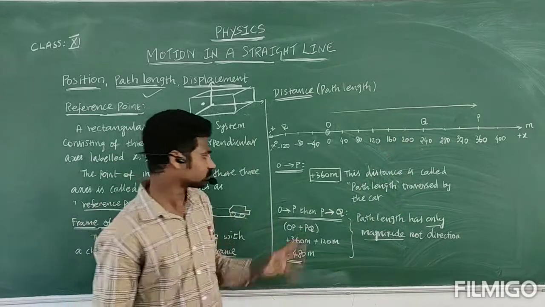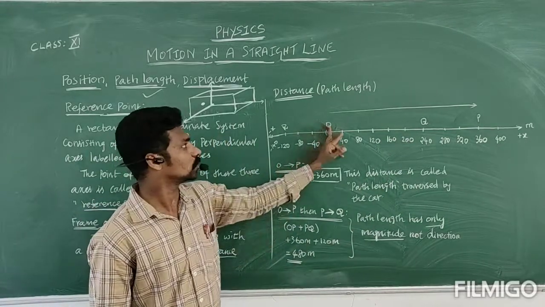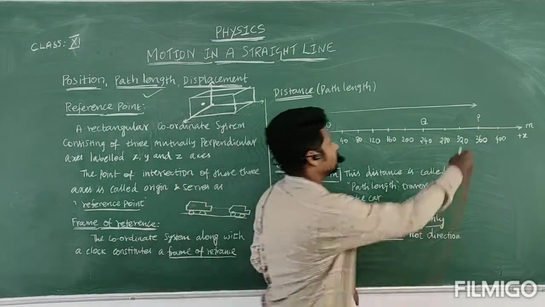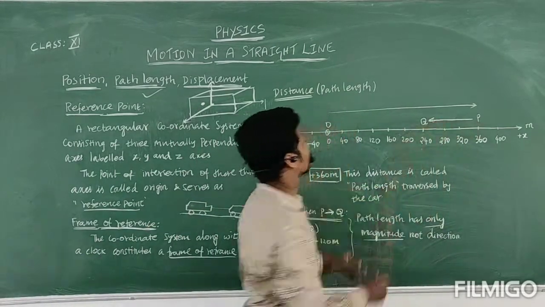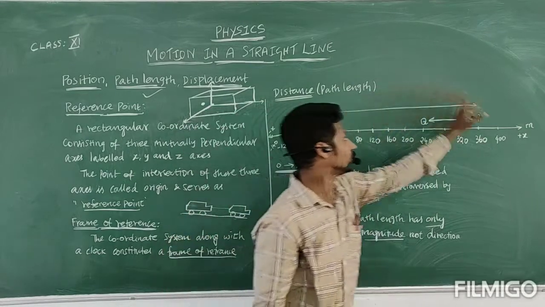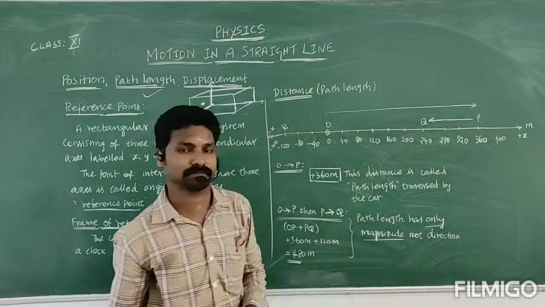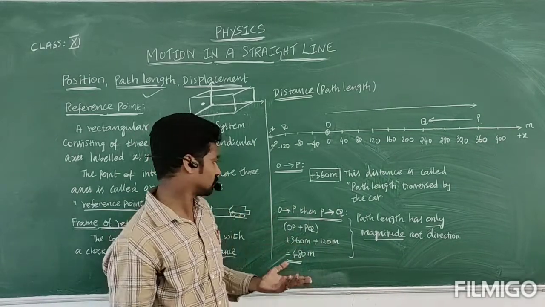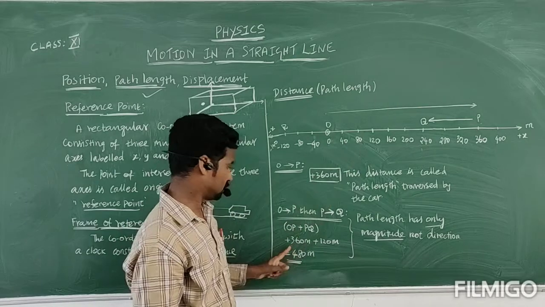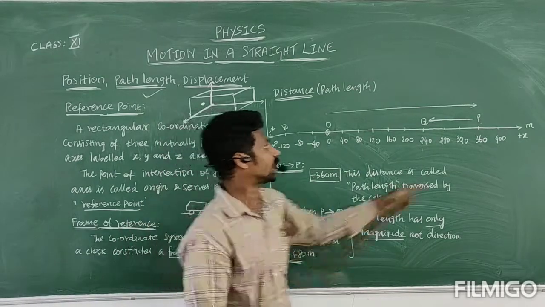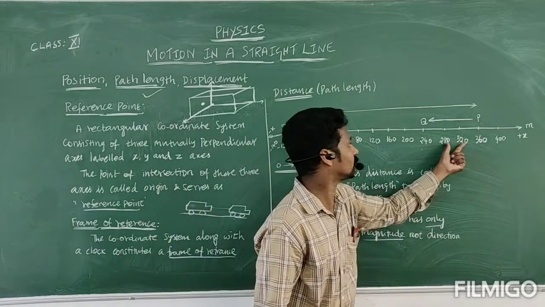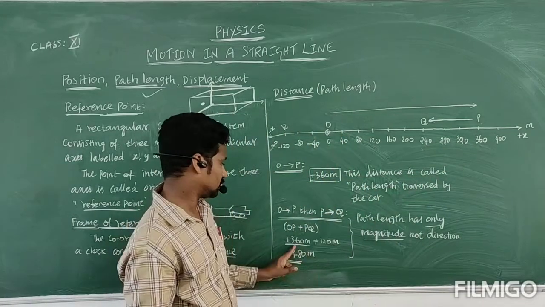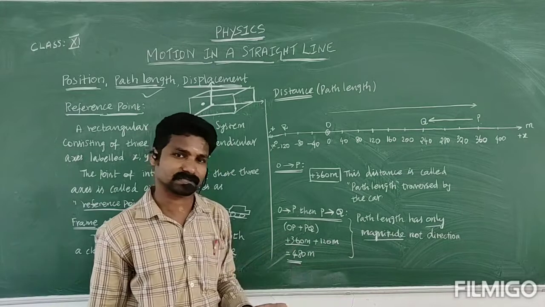Suppose the car goes O to P, then again P to Q. In this situation, what is the distance covered? First O to P is 360 meter. Then P to Q is 40, 40, 40, that is 120. So 360 plus 120, 480 meter distance covered.